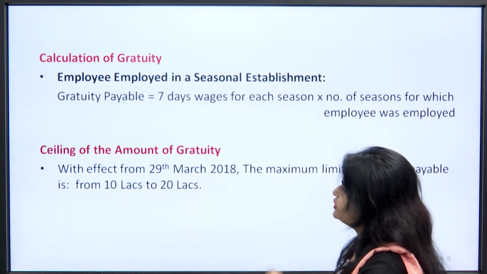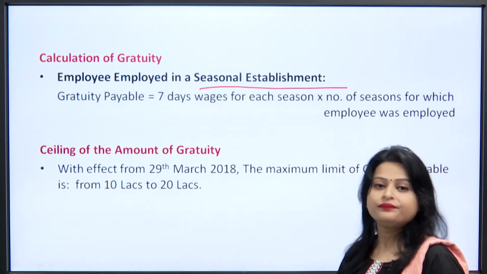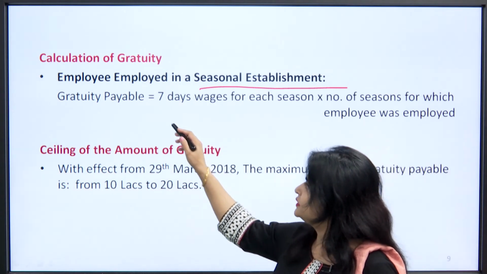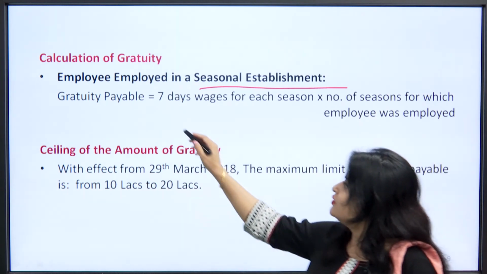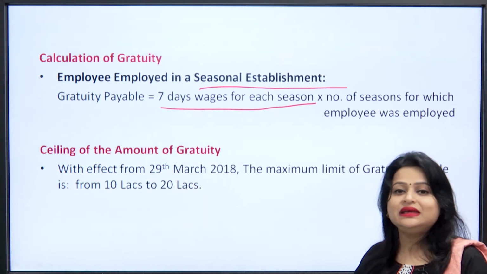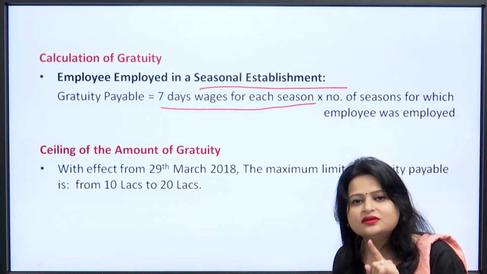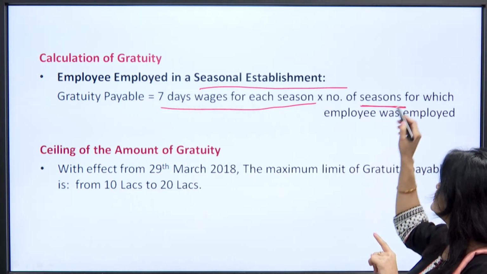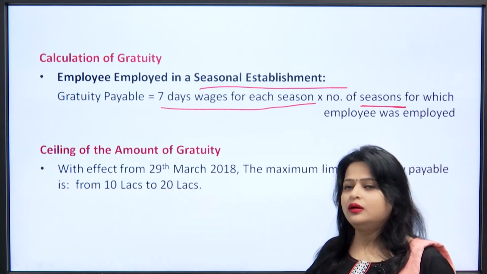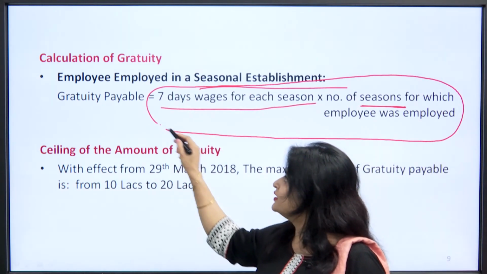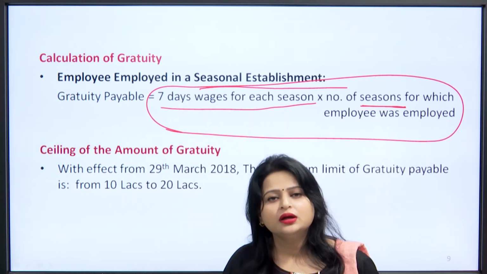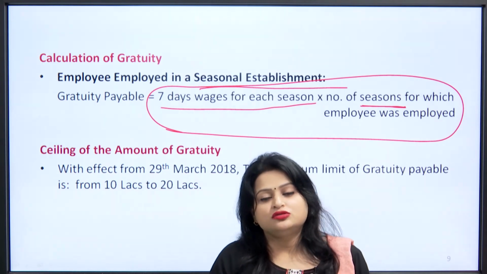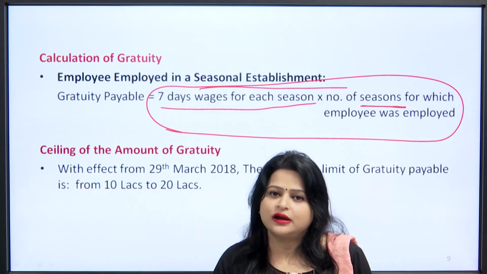Now, how will we calculate the gratuity for employees employed in a seasonal establishment, okay. Here some part of the formula is different. How will we calculate the gratuity in a seasonal establishment? We have to calculate the 7-day wages for each season. In one season, what is the wage of 7 days for an employee, that we need to calculate, and then we need to multiply it by the number of seasons for which the employee was employed. With the help of this formula, we can find out the gratuity payable to those employees who are employed in a seasonal establishment, right. So, these are certain formulas through which we can calculate how much gratuity should be payable to employees in different varieties of jobs.